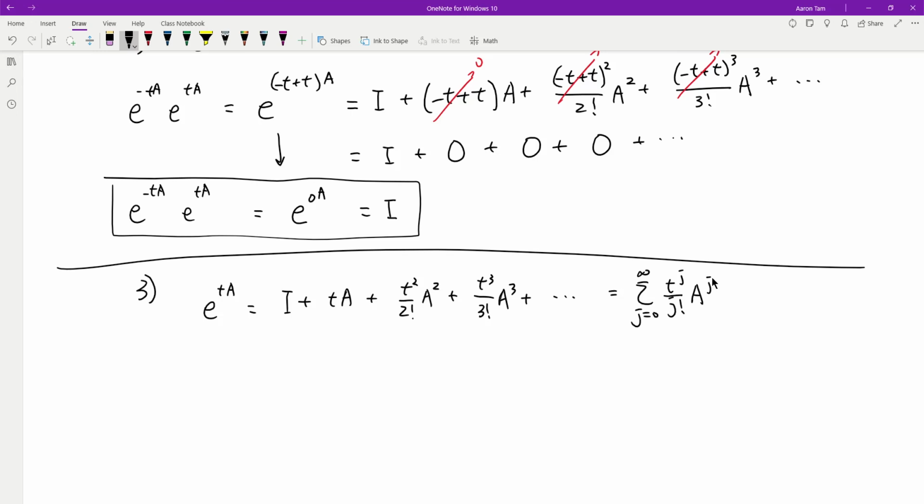Now, what if I want to take the derivative of this thing? Well, let's do it. I'm going to try to take the derivative with respect to t of e to tA. So what would happen to this thing right here?